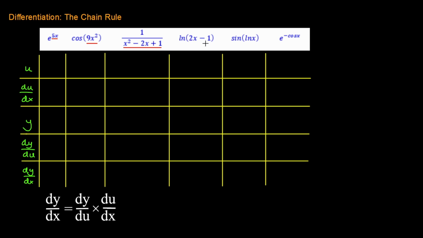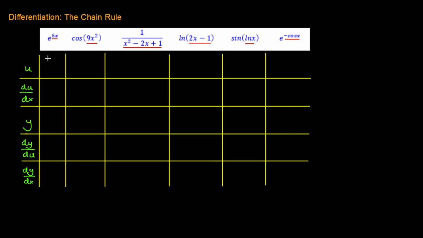We know the differential of ln x, but we don't know the differential of ln 2x minus 1. So this will be the inner function. Same argument applies to this function here. We know the differential of sine x to be cos x, but we don't know the differential of the sine of ln x. And again, the same argument applies from column 1 to this column here. Negative cos x will be our substitution of u and our inner function.